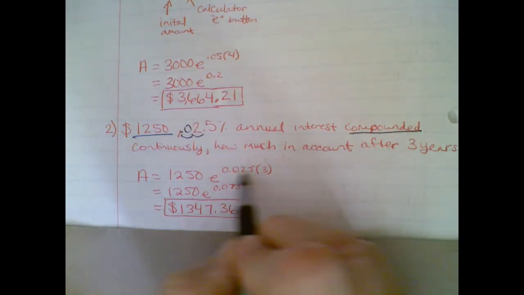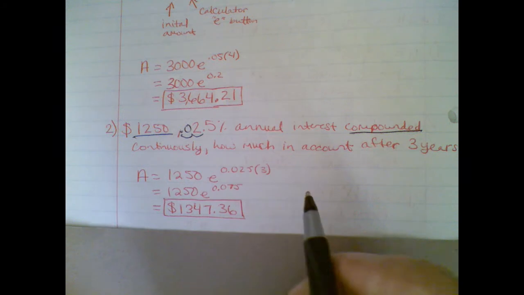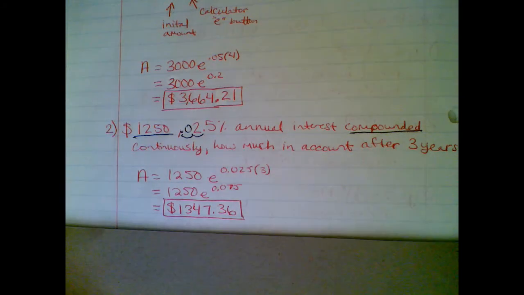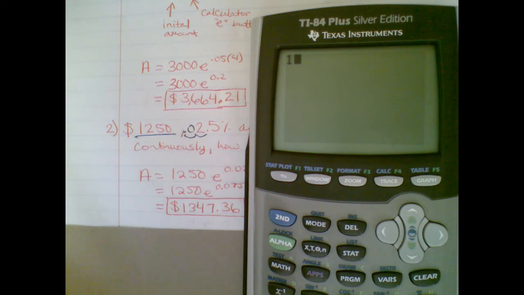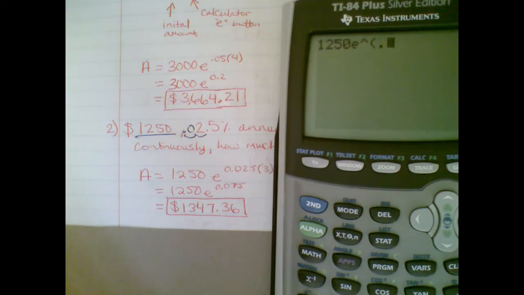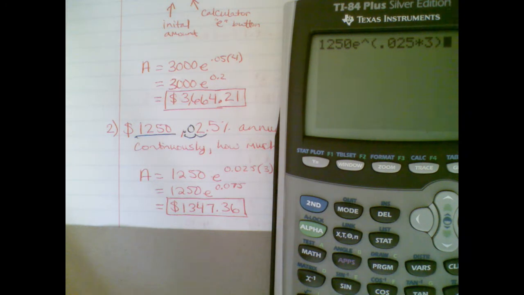Now for this one, if you don't want to go ahead and multiply those and you just want to put it in your calculator in one step, how you're going to type it into your calculator, you're going to put your 1250 times our E, and then you're going to put 0.025 times 3 all in parentheses so that the calculator knows that's all in the exponent spot. So then we get $1,347.36.